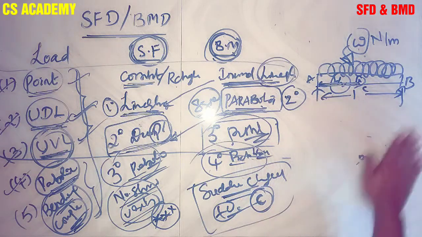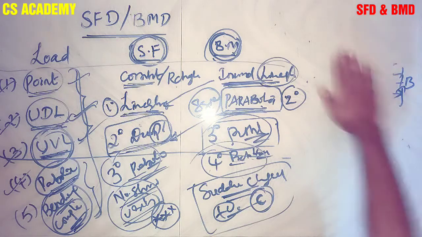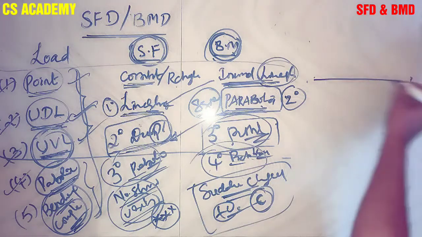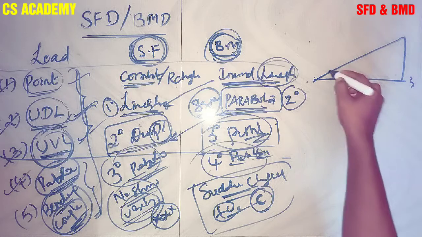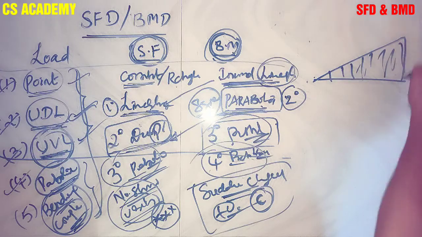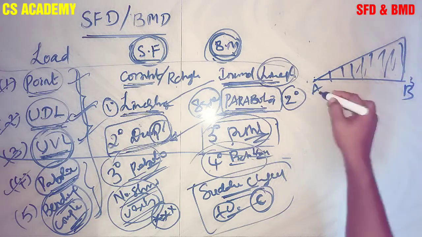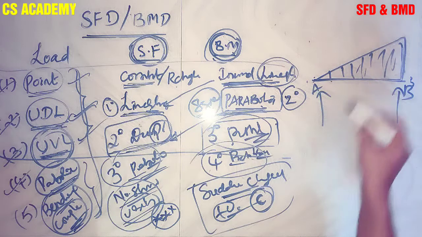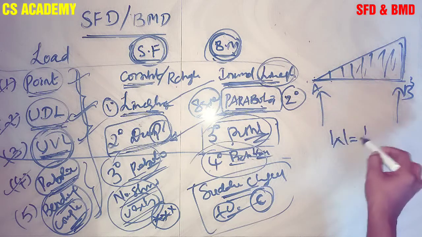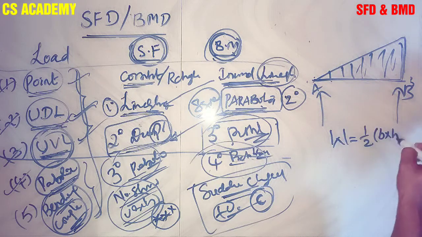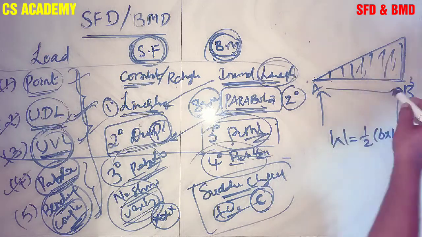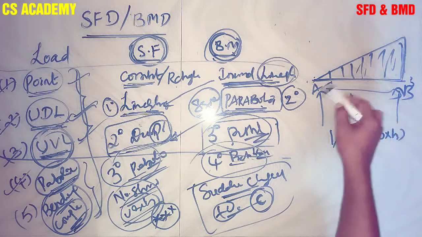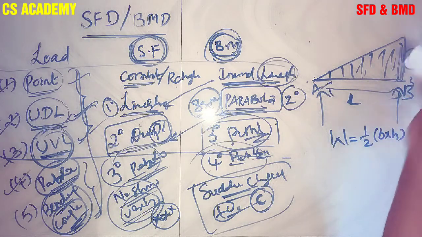One more point is the uniformly varying load. Let us consider this is the beam, and this is the uniformly varying load acting on this beam. These are the 2 points A and B, with support 1 and support 2. Let us consider this is a simply supported beam. This is the total triangle. The total load on this beam is the area of the triangle, that is half into base into height. Let us consider the length of the beam is L. This is the total load which exists, that is W.